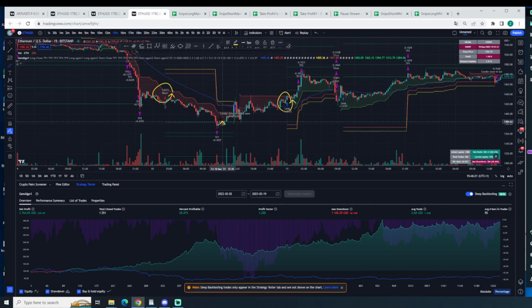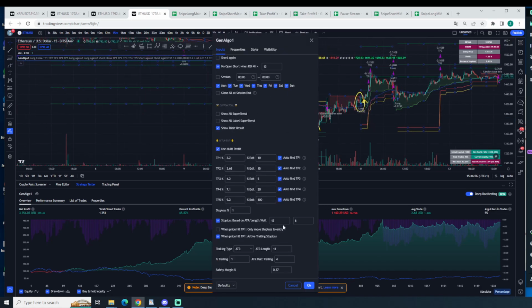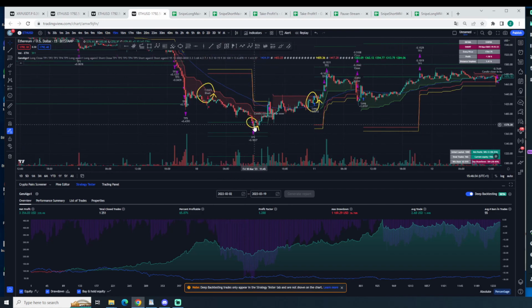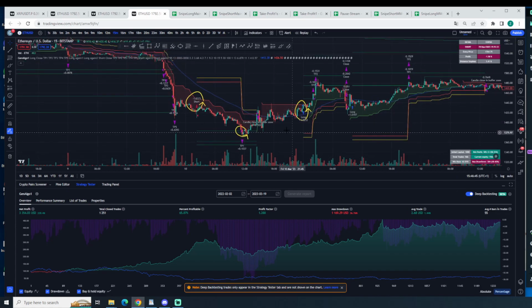The short signal has 1 take profit. Now if we go back into our indicator settings, what you can read right here is: when price hits TP1, activate a trailing stop loss. That means only after we have reached our first take profit, this trailing stop loss, which is this red line, together with the yellow line, will start trailing down with the price. This allowed us to get out at pretty much break even, before price actually reversed hard on us.